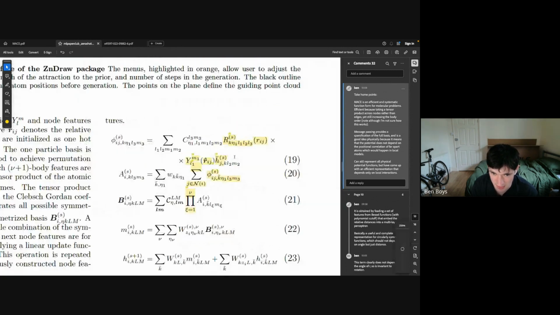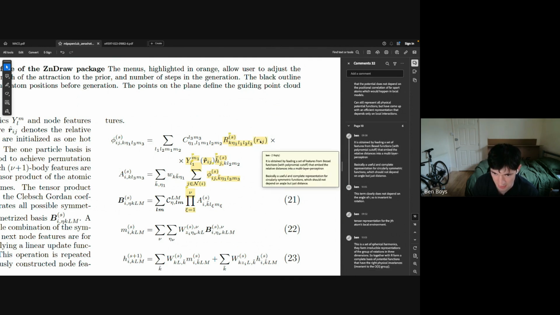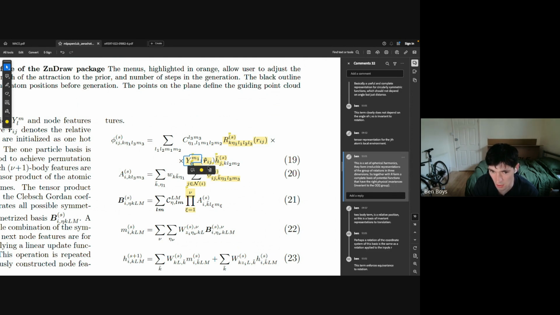And how do they construct this? You feed in a set of features from circularly symmetric functions, which don't depend on angle, but just distance. So this is a scalar distance. And that gives you radial functions, and it becomes a full basis by crossing it with angular functions, which are the spherical harmonics. And they form representations of the group of rotations. So together with this R, they form a complete basis of potential functions that have the right physical invariances.